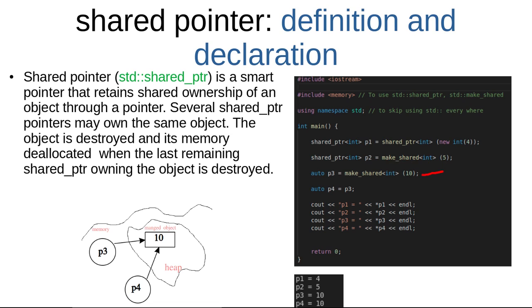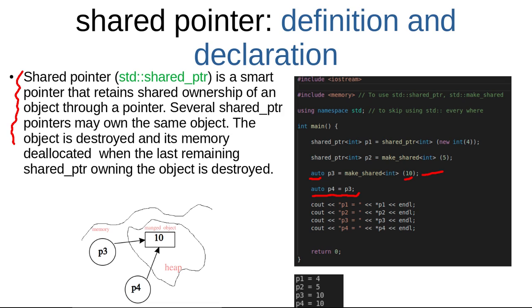Here is another way to create a shared pointer using the auto keyword. I prefer this method. So you just use auto p3 equals make_shared of type integer and you assign the value 10. So now p3 is a pointer that points to an object of type integer and value 10. In this line, we assign p3 to p4.